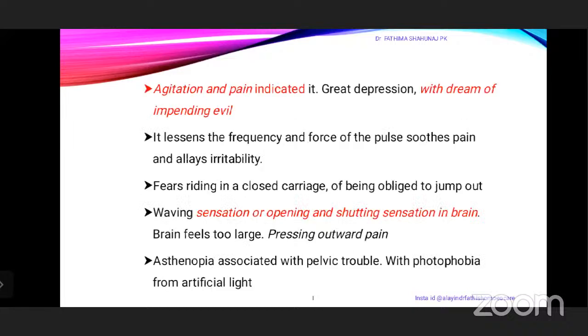Next, a few symptoms that are often noted from Actea racemosa: agitation and pain, and great depression with dreams of impending evil. Lessening the frequency and force of the pulse soothes the pain and allays irritability. Fierce riding in a closed carriage, of being obliged to jump out, weighing sensation or opening and shutting sensation in the brain. Brain feels too large, pressing outward pain. Asthenopia associated with pelvic trouble, with photophobia from artificial light.